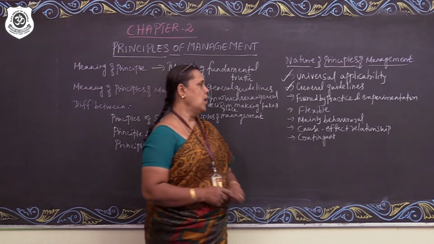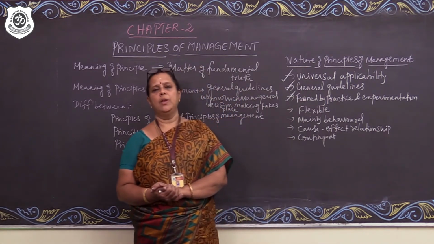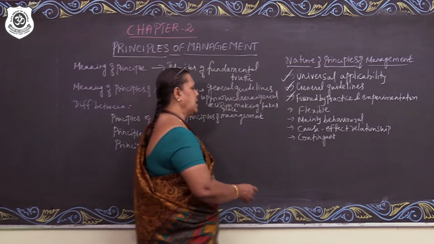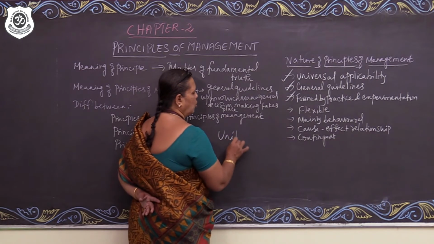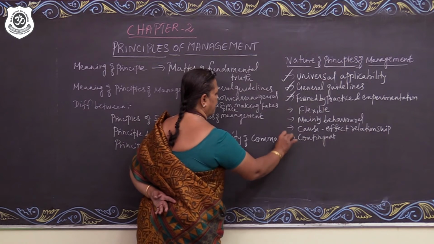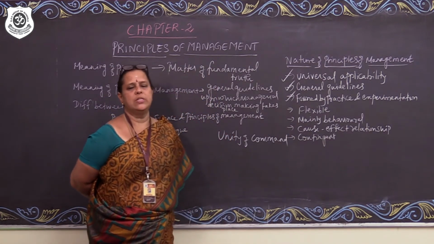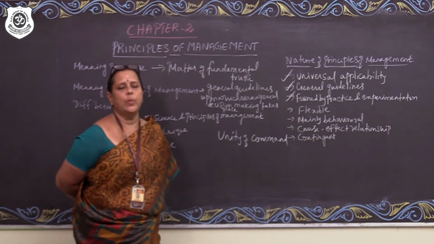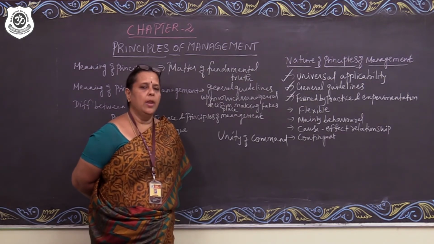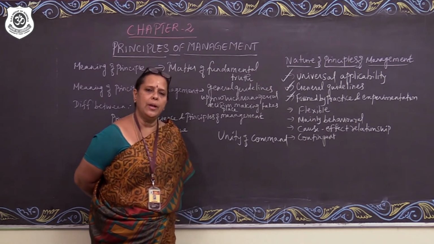The next one is formed by practice and experimentation. All the principles of management are drawn by practice and experimentation. Let us take one example of the principle of unity of command. The principle of unity of command says every subordinate should receive instructions only from one superior at a time, so that there will be no chaos and confusion. Now, to conclude whether it is really correct or not, the manager should implement it and see.